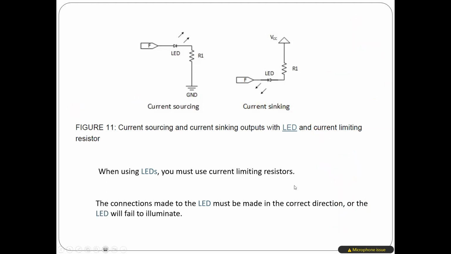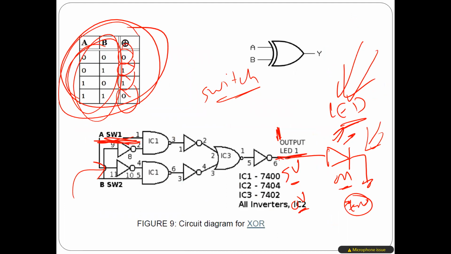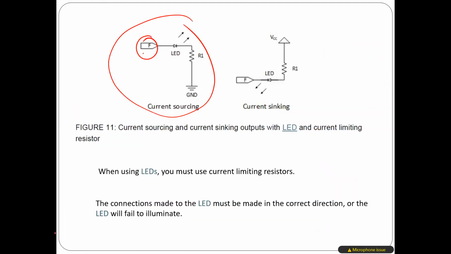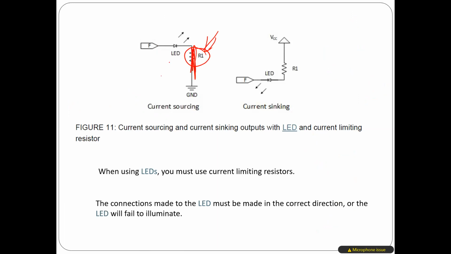One more thing: if I want to turn the LED on, as we see in this case, this is F, because this is the output of the circuit. If you go back, this is the output of the circuit here. One of the important things you should understand is that you have to put a resistance here. Why? If you don't put a resistance, this LED may burn out. Be careful about it.